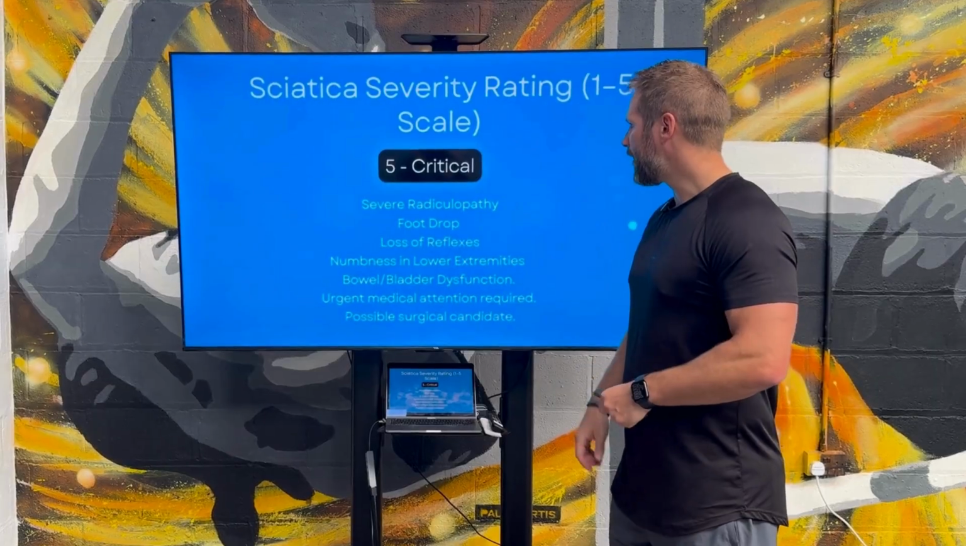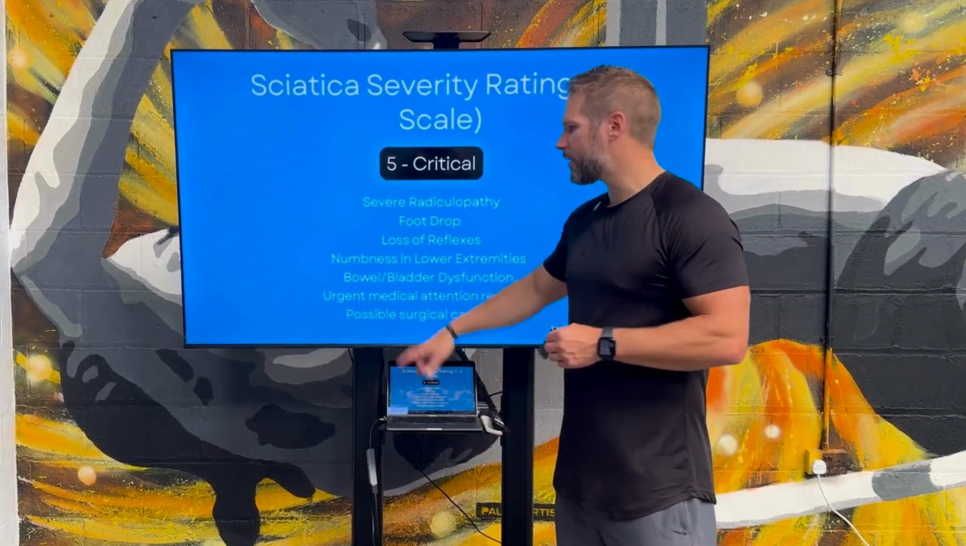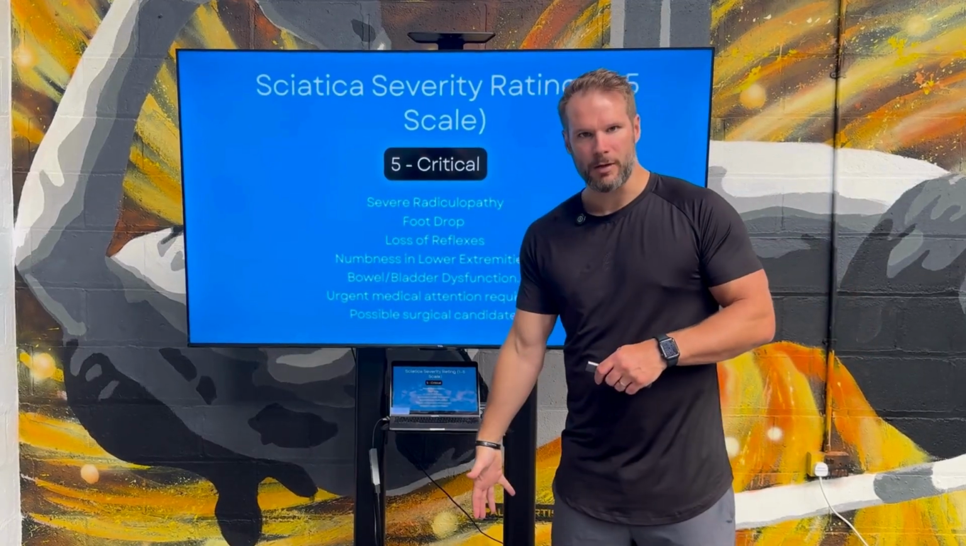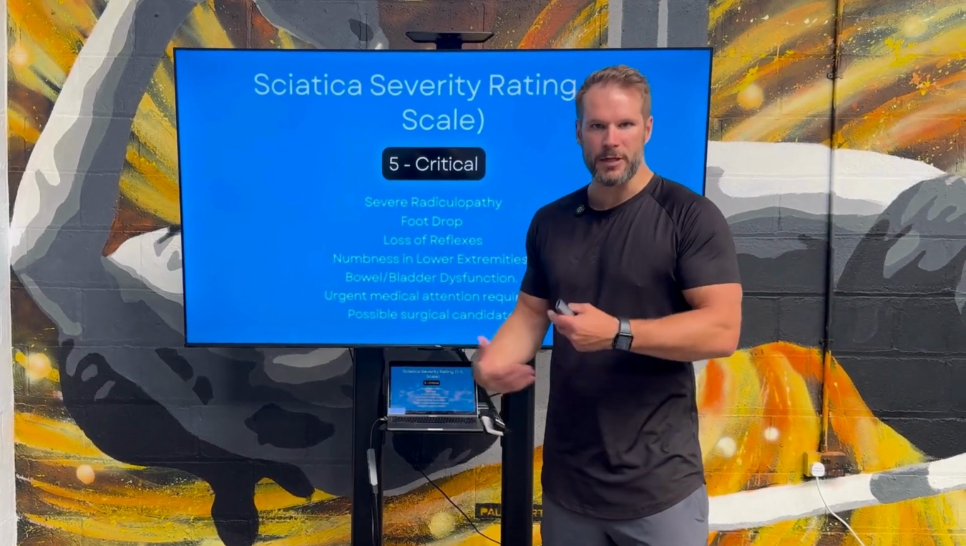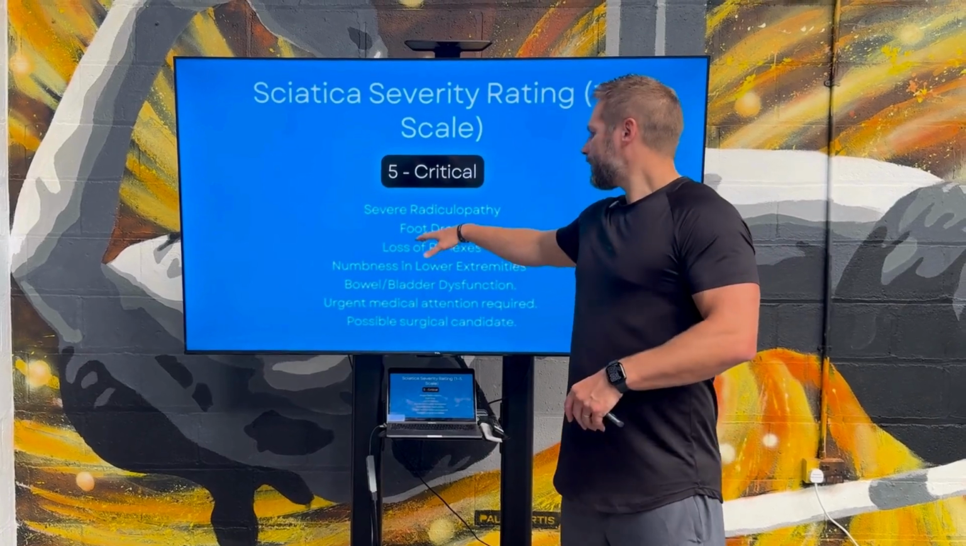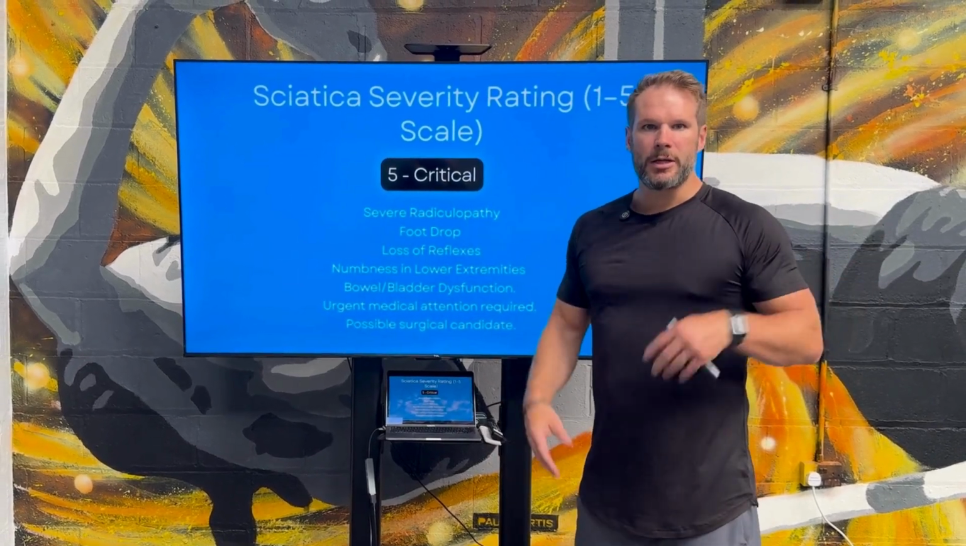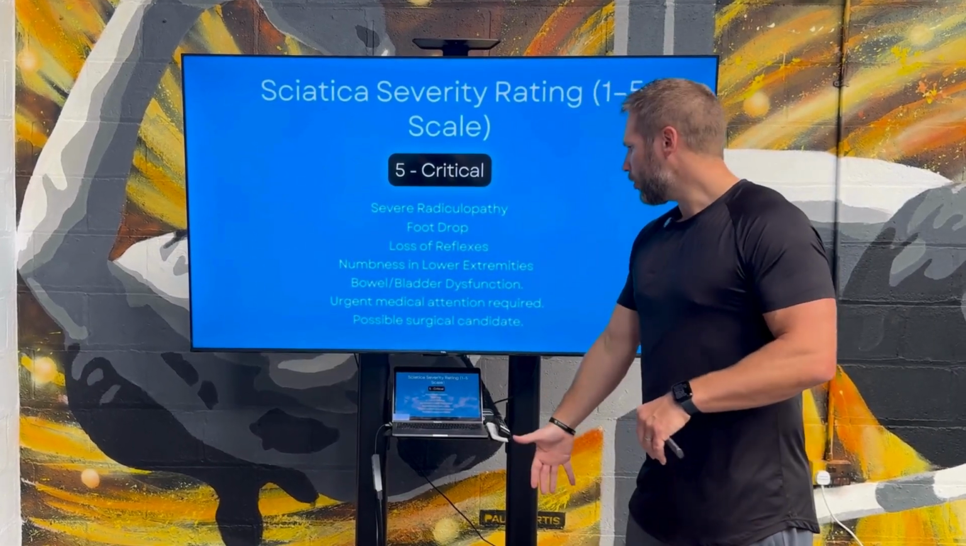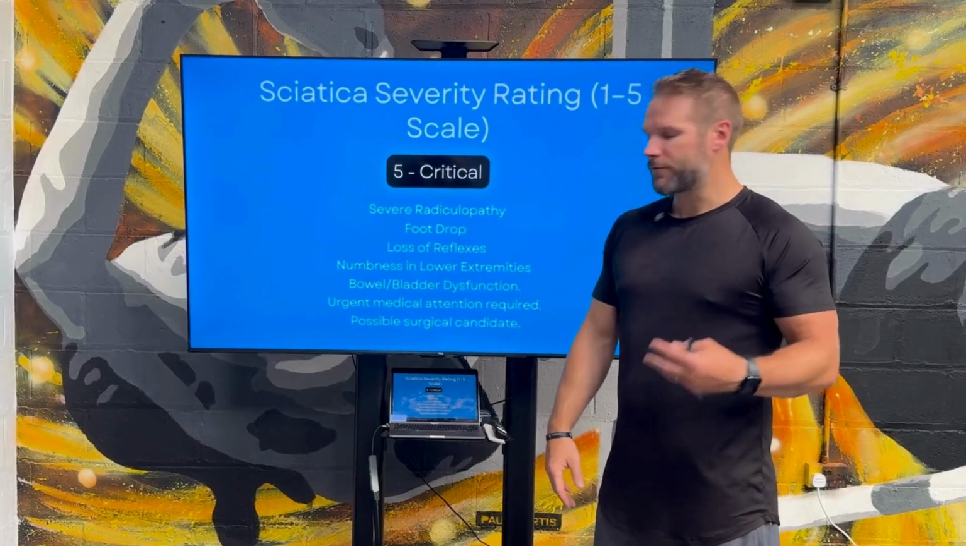And then level 5 is critical. So you have severe radiculopathy. What this means is nerve irritation that travels all the way down into the distal extremity, being your foot. Foot drop, loss of reflexes. So obviously we check those in clinic. So you have decreased reflexes, and numbness in your lower limb, especially around the toes and the foot.